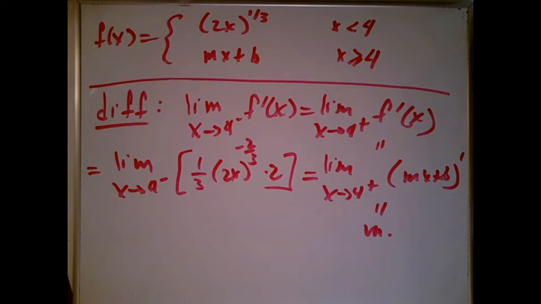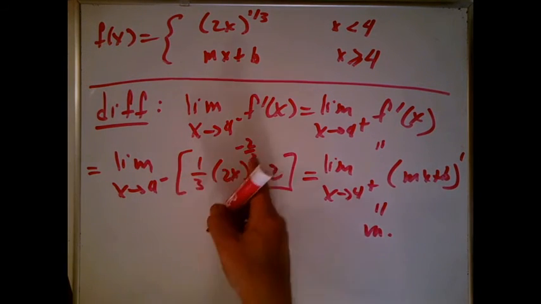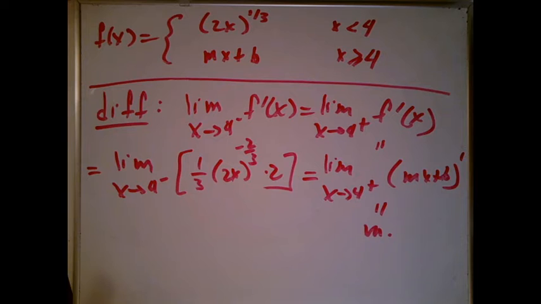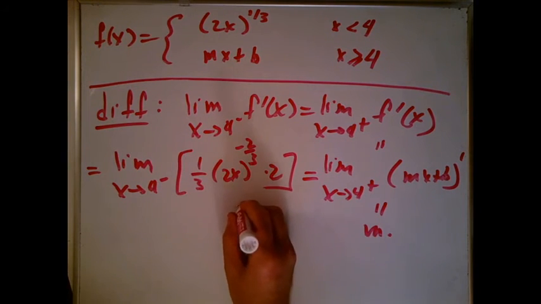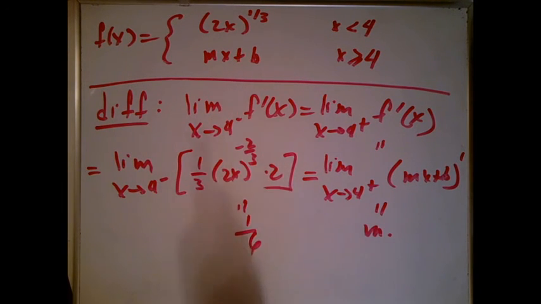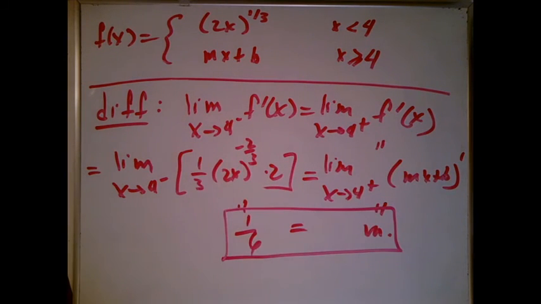Meanwhile, I have a limit to evaluate. I'm supposed to just plug in 4. So here we go. 2 times 4 is 8. 8 to the 1/3 is 2. 2 to the minus 2 is 1/4. So I'm going to get 1/3 times 1/4. That's a 12th. A 12th times 2 is a 6th. So I'm going to get 1/6. And 1/6 has to be equal to m. So what we saw in the first part, there were many different lines that we could draw that were going to be continuous, but there's only one possible slope that actually works.